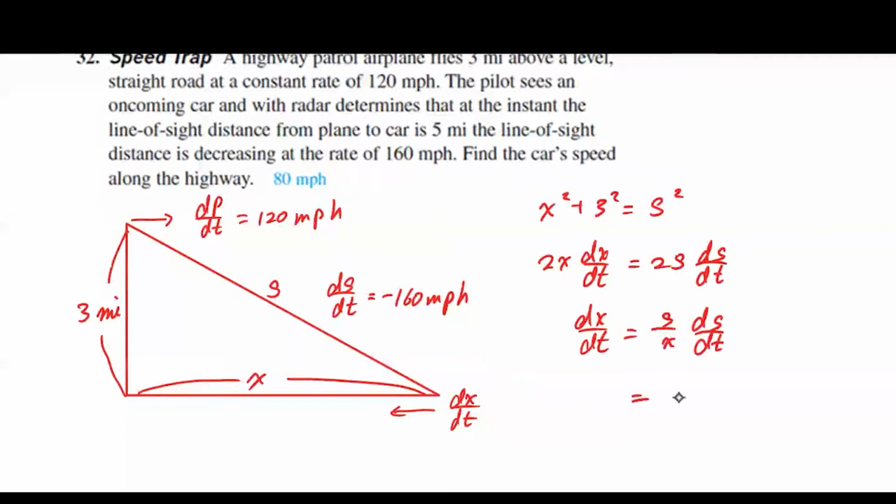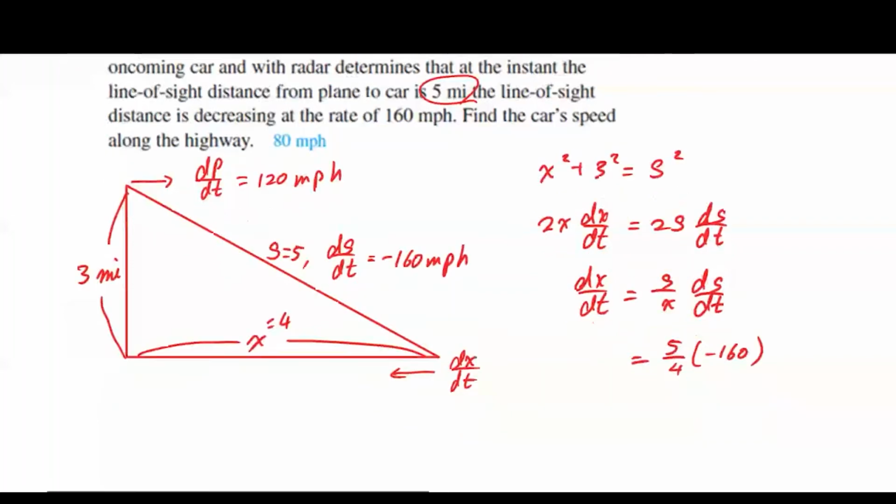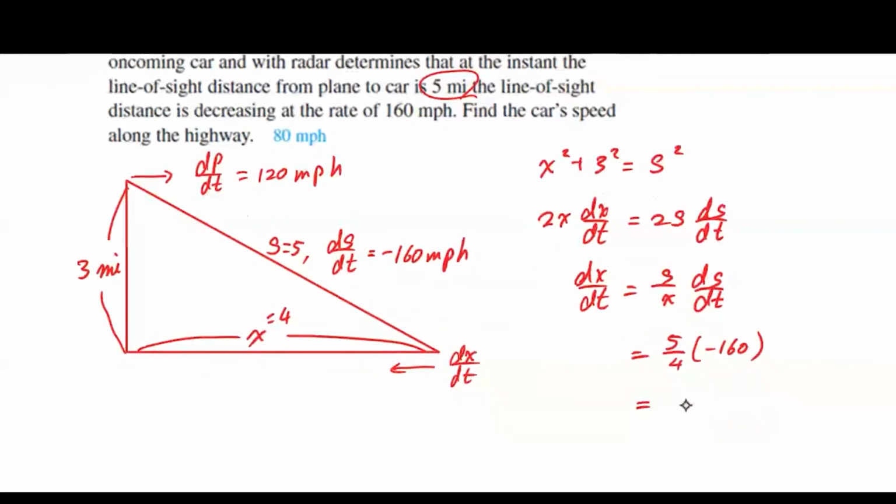So x happens to be, the car is 5 miles. I think this is 5 at the moment, isn't it? Okay. Yes, yes. So this is 5. That tells you this is 4, right? The 3, 4, 5 triangle one more time. This is 4. ds dt is negative 160. So far so good. And then, to your surprise, this gives you negative 200 miles per hour.